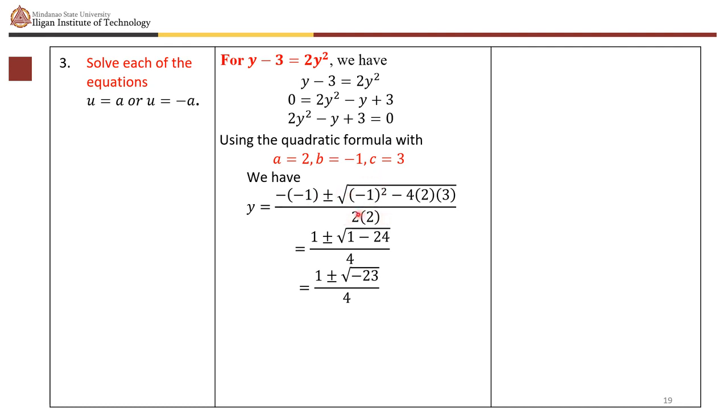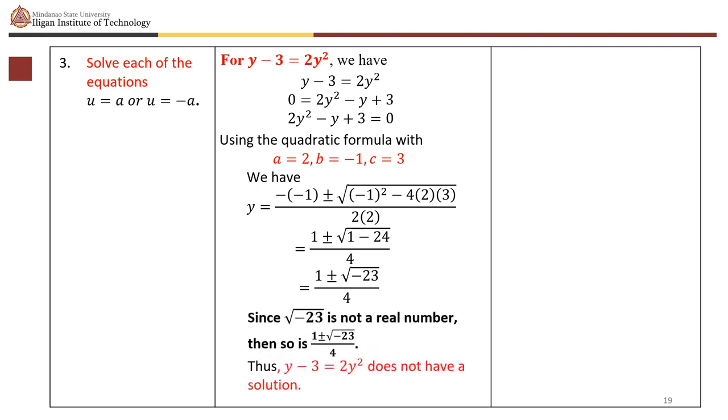So that is actually our negative b squared minus 4, our a is 2, and our c is 3, all over 2a. So that's why you have 2 times 2. And then simplifying this one further, we have 1 plus or minus the square root of 1 minus 4 over 4. That is equal to 1 plus or minus the square root of 1 minus 23. That will give us the square root of negative 23 there, all over 4.